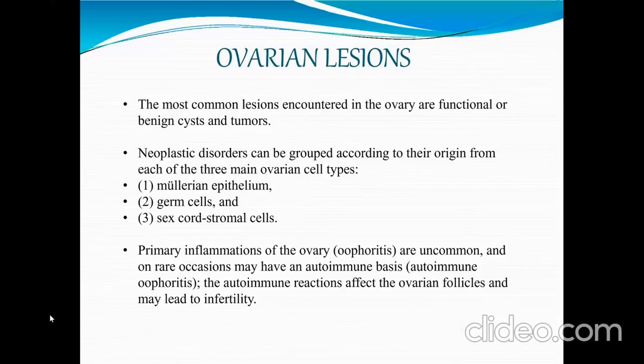Now that we have discussed the basic anatomy of the ovaries, we will start looking at the lesions. The most common ovarian lesions encountered are functional or benign cysts and tumors. Neoplastic disorders can be grouped according to the origin from each of the three main ovarian cell types, that is, Mullerian epithelium, which I had just discussed, the germ cells, and the sex cord stromal cells. Primary inflammations of the ovary, that is oophoritis, are uncommon and on rare occasions may have an autoimmune basis. The autoimmune reactions affect the ovarian follicles and may lead to infertility.